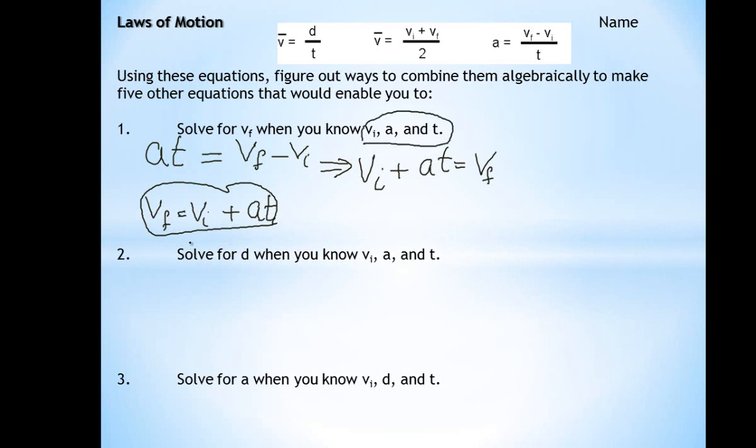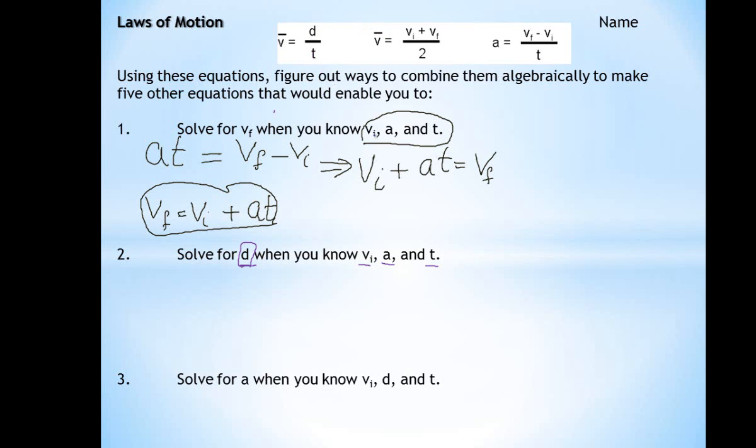Now let's try with number 2 here. In this part we need to find the distance, and it has to be in terms of v initial, acceleration, and time. So we need to look for the equation that contains distance as well as v initial, acceleration, and time. The only equation that could contain all of those is the first equation. The first equation has the average velocity, and remember the average velocity is v final plus v initial over 2. So it has v final and v initial, as well as distance and time, but it does not have acceleration. So what can we do?